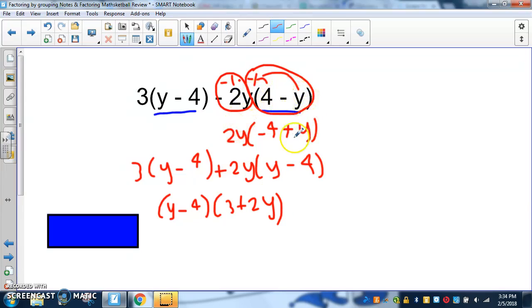Again, reverse this. Change 4 minus y to y minus 4. Change the sign on the outside as well from minus to plus, or if it was plus, change it to minus. Just reverse both sets of signs, kind of creating a double negative. And when you do that, you should get two groups that are the same that you can then factor out.